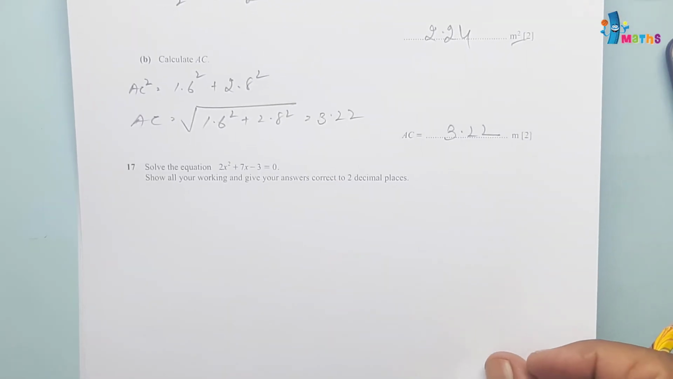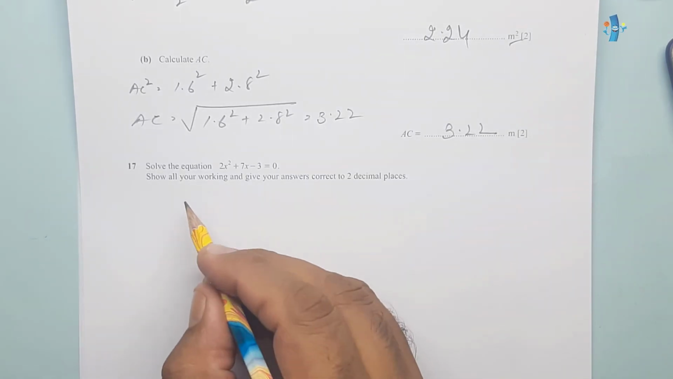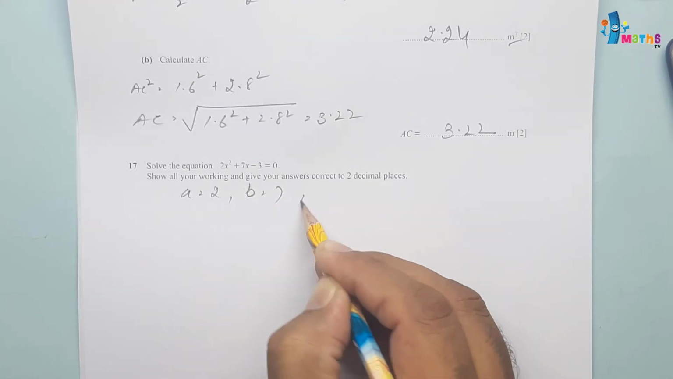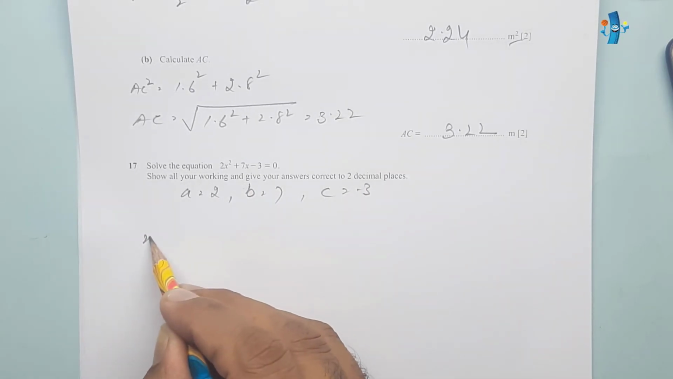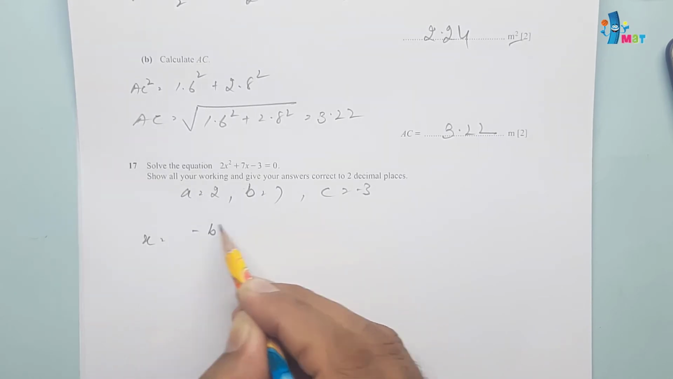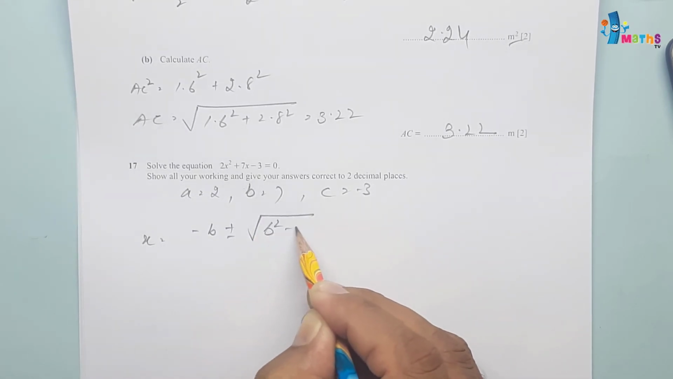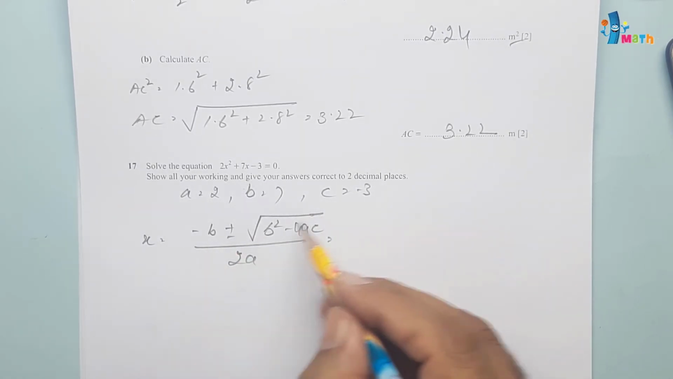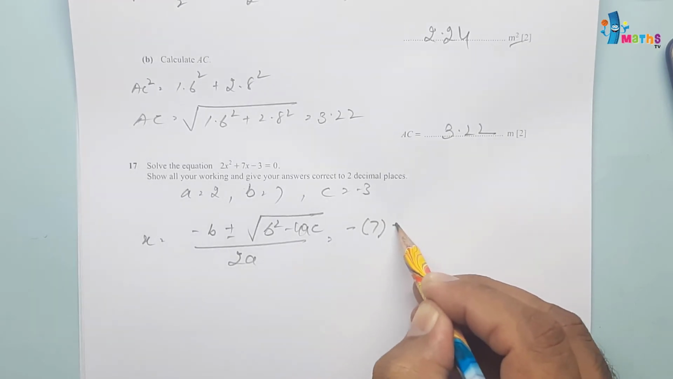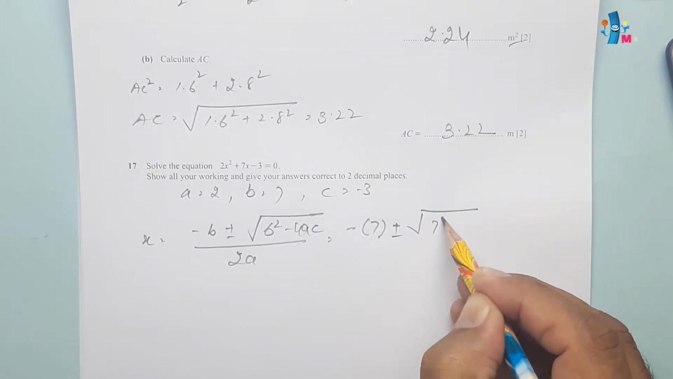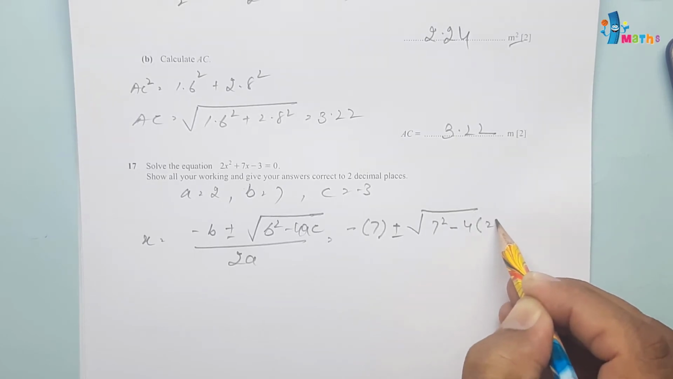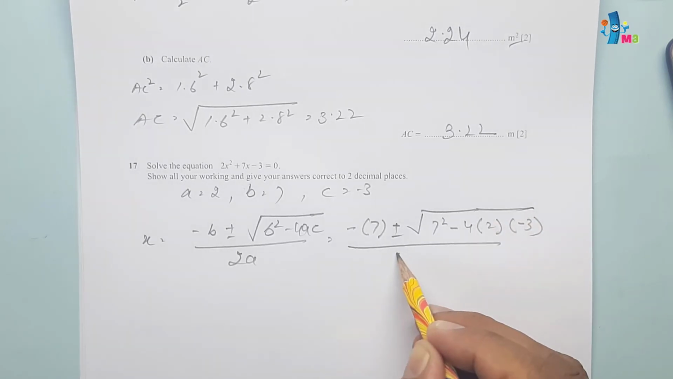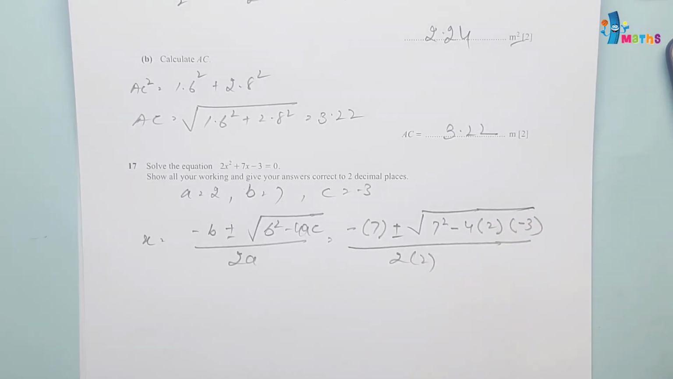Solve the equation. This quadratic equation is given. We can directly apply the quadratic formula. A is equal to 2, B is equal to 7, and C is equal to minus 3, and X will be equal to minus B plus minus root of B squared minus 4AC over 2A. This will be the quadratic formula. We'll replace the values: minus 7 plus minus the root of 7 squared minus 4 into A, which is 2, and C, which is minus 3, over 2A, and 2A will be 4.